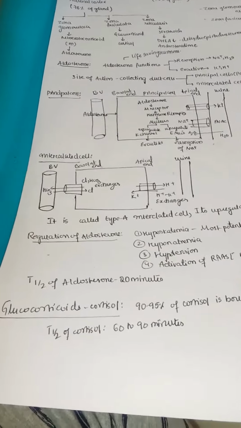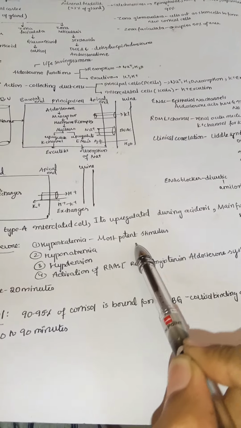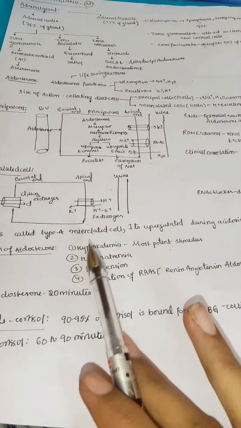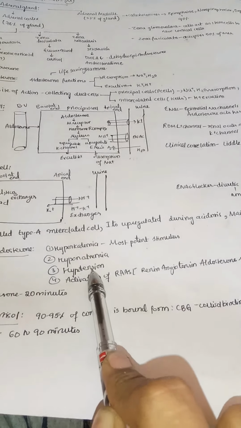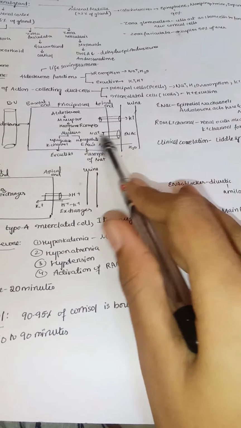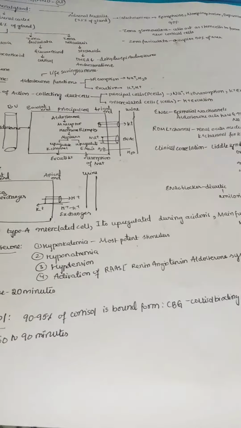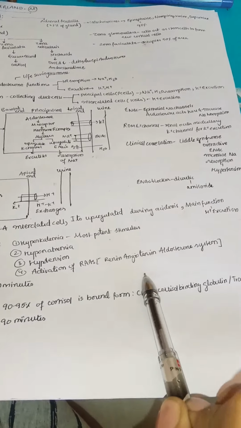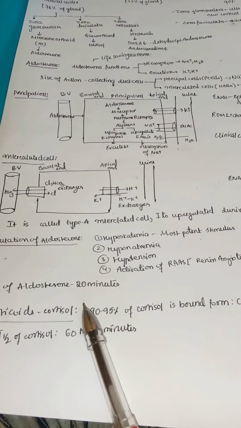Next, let us see the regulation of aldosterone. So aldosterone regulation, whenever there is hyperkalemia, it's the most potent stimulus. So whenever there is high potassium in your blood, then aldosterone gets activated and it tries to excrete the potassium in the urine. And hyponatremia, that is whenever you have low sodium levels in your blood vessels, because here you can see the sodium is getting reabsorbed. And hypertension, of course, when you have higher hypertension. And activation of the RAS system, that is the renin angiotensin aldosterone system, then also it can regulate the release of aldosterone. So the half-life of aldosterone is just 20 minutes.